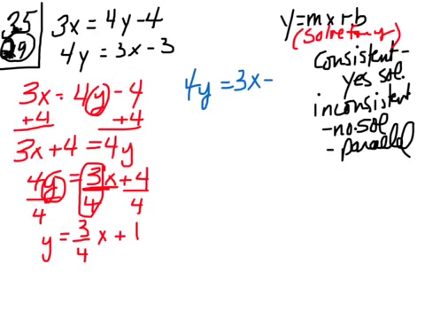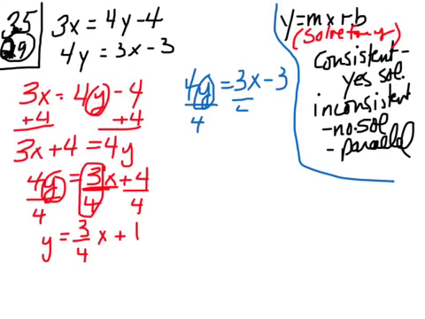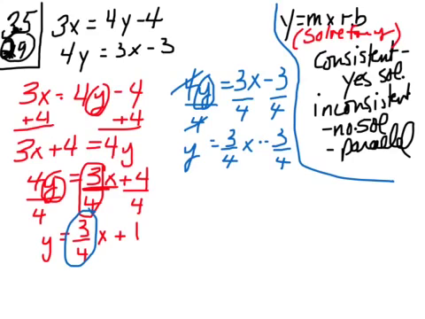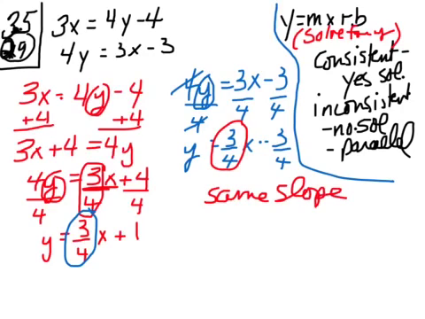So I have 4y equal 3x minus 3. And I want to get y by itself to put it in slope-intercept form. So I'll divide everything by 4. And I'm going to get y equal 3/4 x minus 3/4. Okay, so the slope over here was 3/4, and the slope over here was 3/4. So they have the same slope, but they have different y-intercepts.